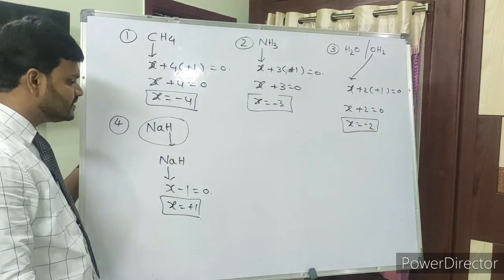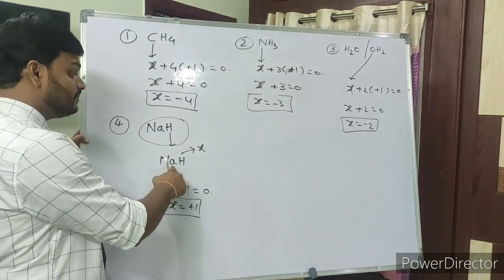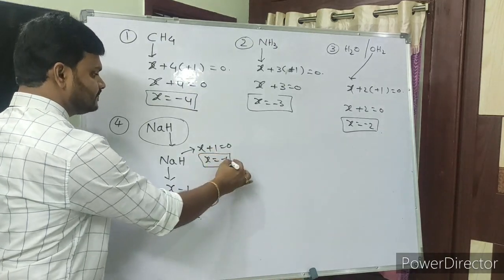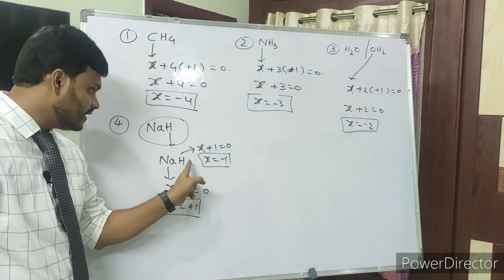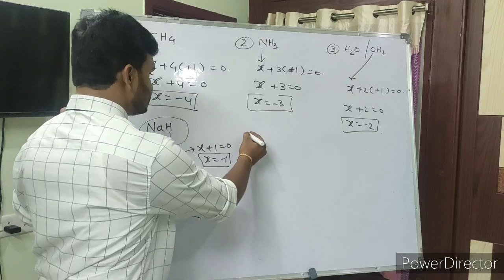Then how to find hydrogen? Reverse process. Hydrogen, let us take x. Sodium, let us take +1. Then x equal to -1. Dear students, in this scenario, sodium oxidation state is +1 and hydrogen oxidation state is -1. Some more examples.